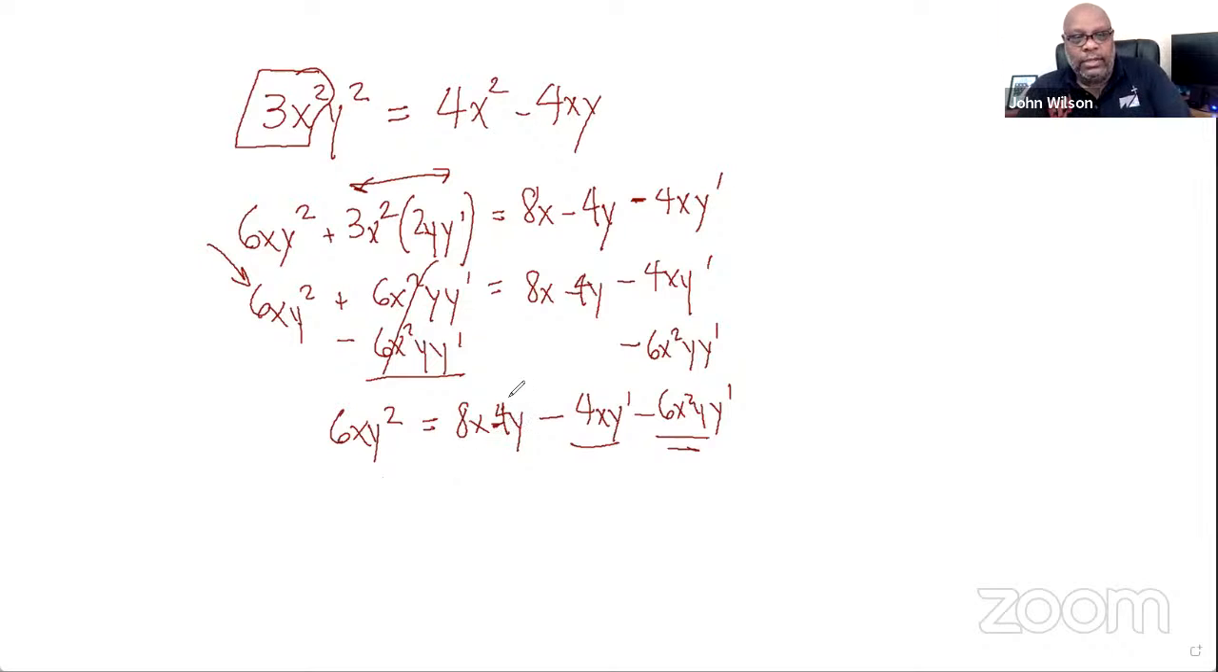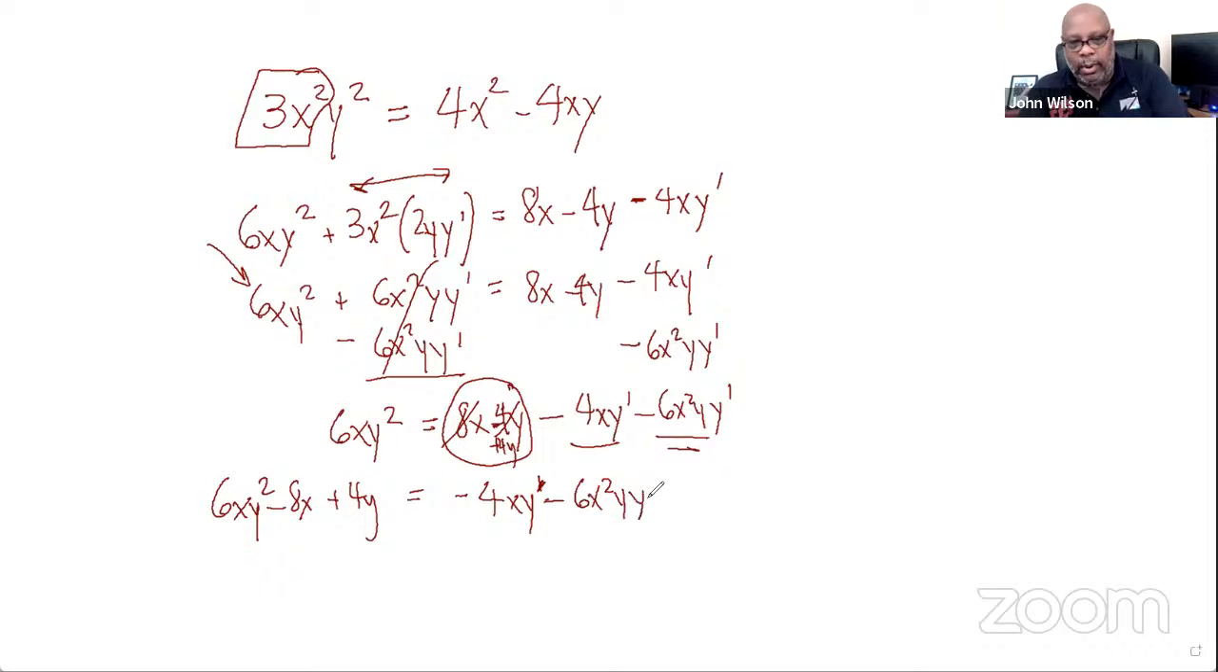So now you're going to move these terms here, if you will, to the left side. That'll leave us with y primes over here. So I get 6xy squared minus 8x plus 4y. Remember, I'm moving these over, so you got to do plus 4y and minus 8x, right? There they are. Equals minus 4xy prime. That's a prime. Sorry about that. Minus 6x squared y prime. So we're almost there.